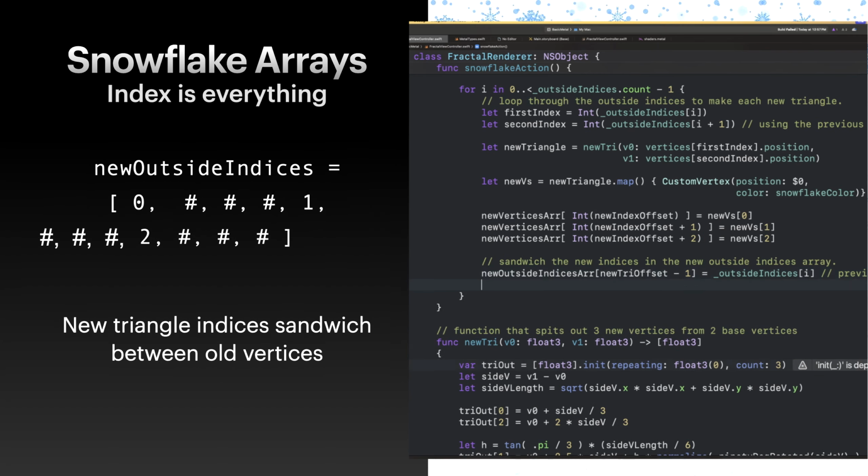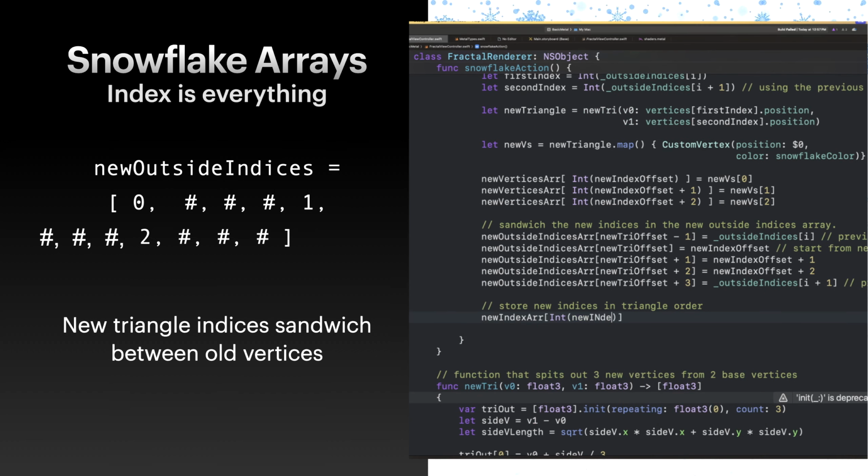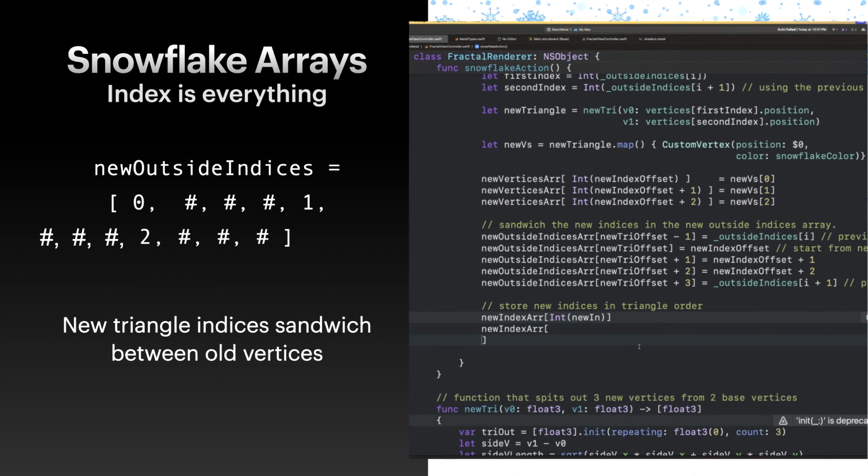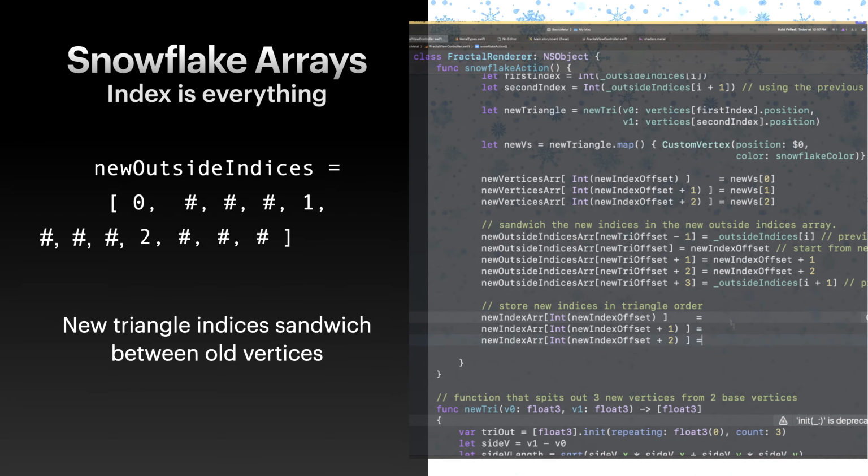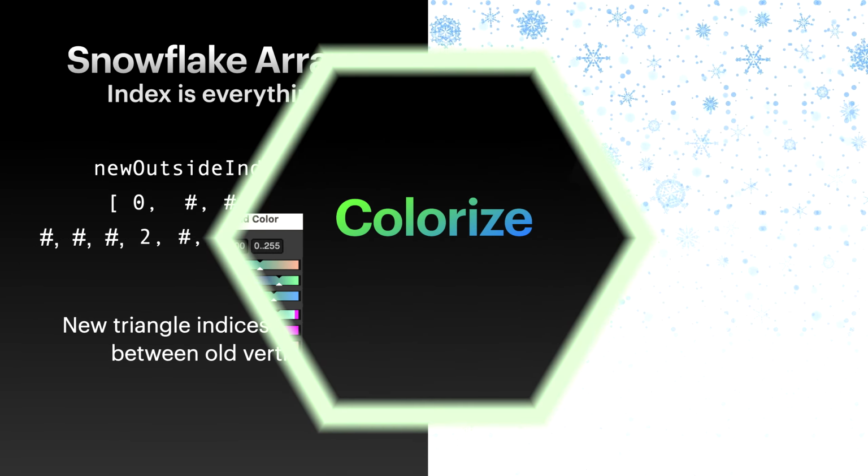If you look at how I'm making these new indices, it's very important because the outside indices are in order so that we can correctly identify which side they belong to for the next iteration. They're kind of sandwiched in between the existing vertices.